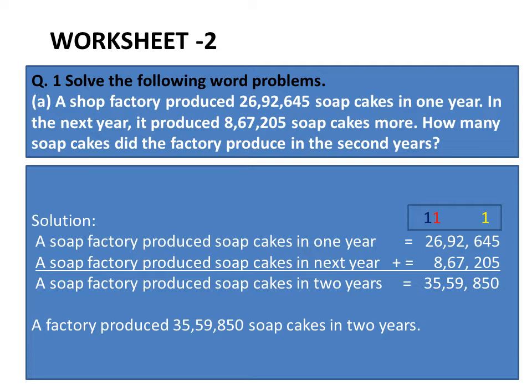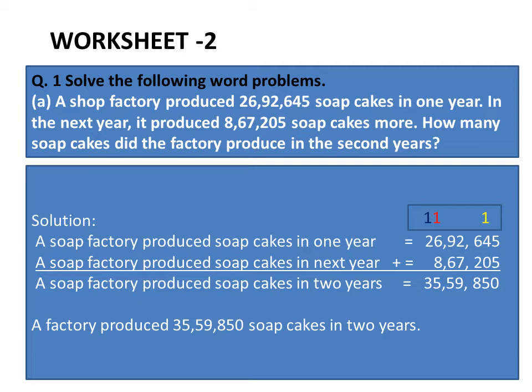Then add the digit of 100 place. 6 plus 2 is equal to 8. So 8 we will write in 100 place. Then add the digit of 1000 place. 2 plus 7 is equal to 9. So 9 we will write in 1000 place. Then add the digit of 10,000 place. 9 plus 6 is equal to 15. So 5 we will write in 10,000 place and carry 1 to the lakh place.